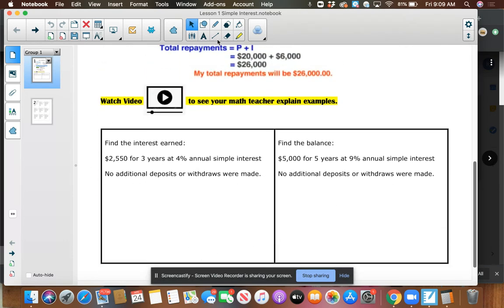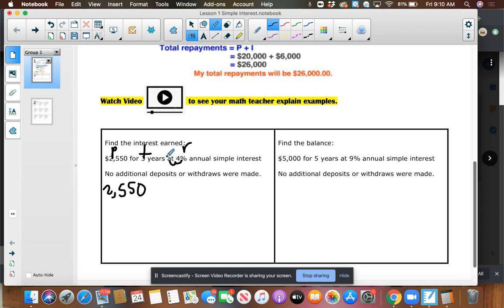Find the interest earned. So that's going to be a straight, simple, using our PRT. So here's our P, the 2,550. This is T, 3, and this is R, the 4%. But I'm going to have to change that to a decimal. So I'm going to move the decimal 2 spaces to the left, and it becomes 0.04.